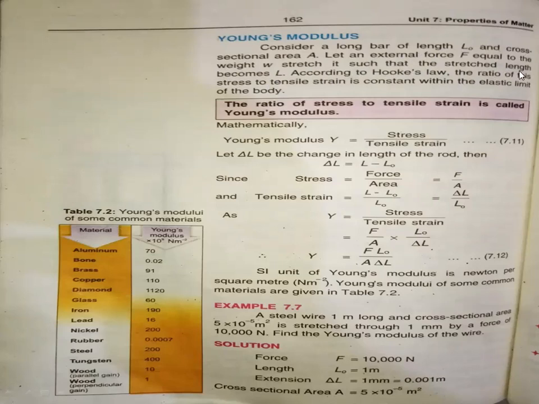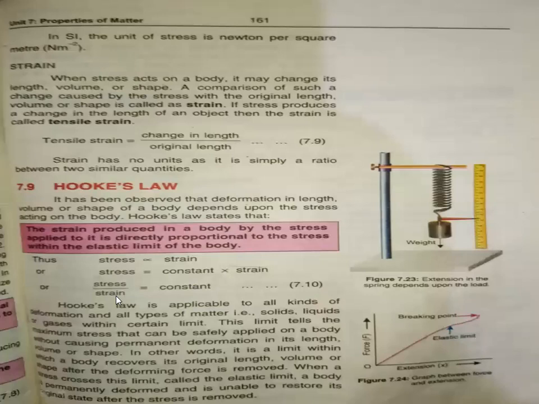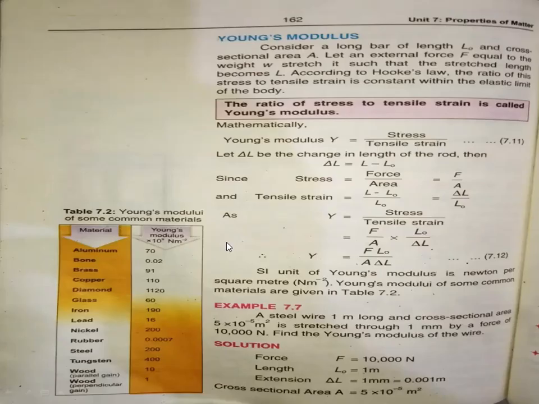So according to Hooke's law, the ratio of the stress to the tensile strain is constant, as I have already discussed. The ratio of stress to the strain equals some constant. So Young's modulus: the ratio of stress to the tensile strain is called Young's modulus.